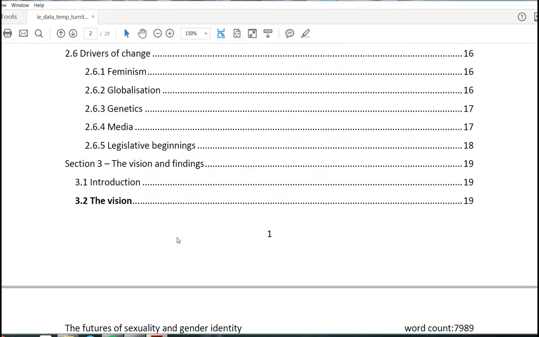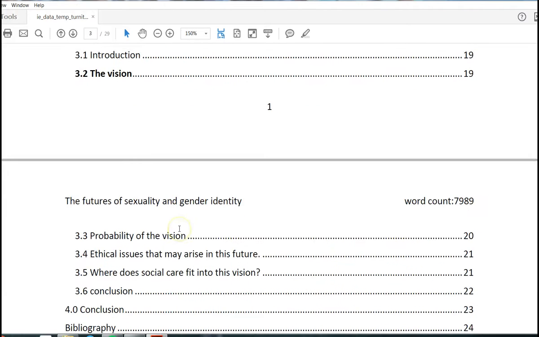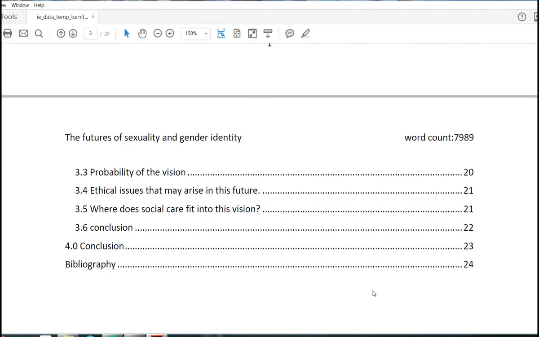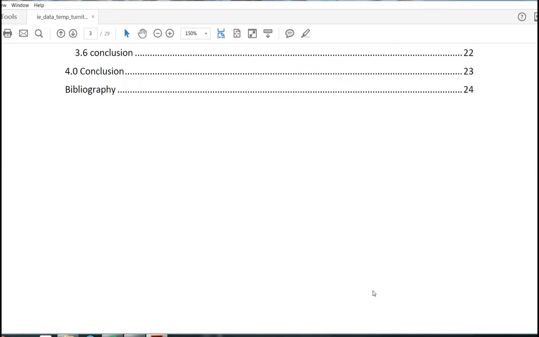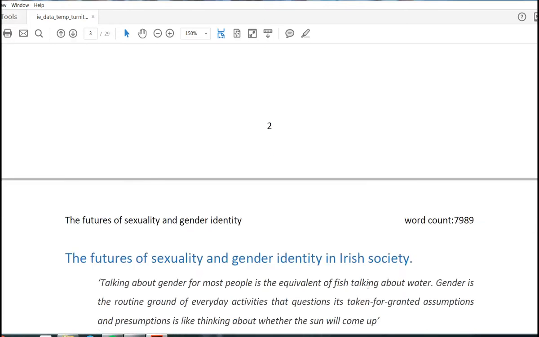And again, this particular assignment will be in that specially labeled folder for you to look at before you come to compose your own work. So they talk about the probability of their vision, the ethical issues that may arise about this vision in the future, where does social care fit into the vision, and then the conclusion and bibliography. So let's go through this in a little bit more depth.